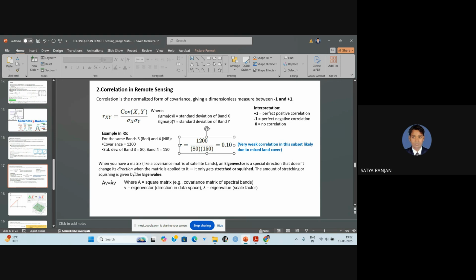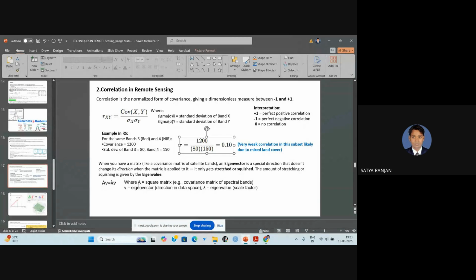Now some eigenvalues for PCA, principal component analysis. An eigenvector is a spatial direction that does not change its direction when the matrix is applied to it; it only gets stretched or squeezed. The amount of stretching and squeezing is given by the eigenvalue. So its direction cannot be changed, but it can be stretched or squeezed, and this stretching or squeezing amount is called the eigenvalue.